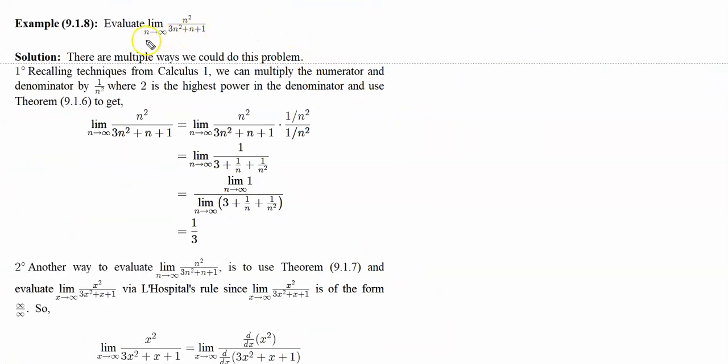Now let's take a look at a few examples where we use these theorems. Now here in this example, we want to evaluate this limit as n goes to infinity of n squared divided by 3n squared plus n plus 1. You'll recognize that you've already done problems like this in Calculus 1, except instead of the variable n, you used the letter x, because you were looking at this as being a function of x over the continuum of the real number line. So in Calc 1, you evaluated limits like this.